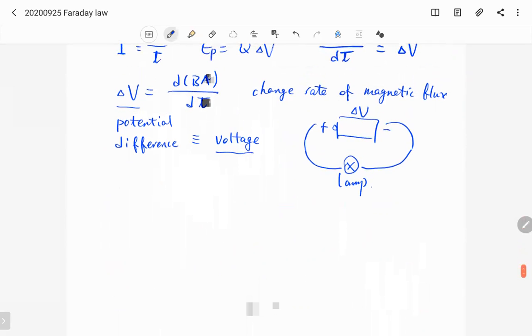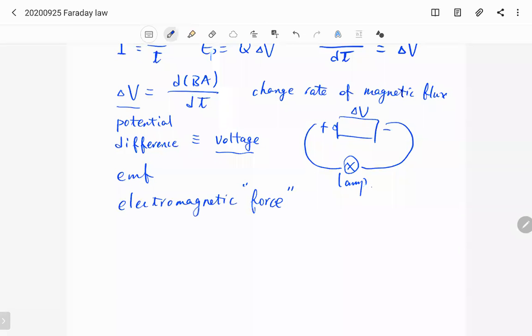Okay. And also we have another name for the potential difference, we call the EMF. What does this mean? The electromagnetic force. Okay, here I use quotes to include the force.